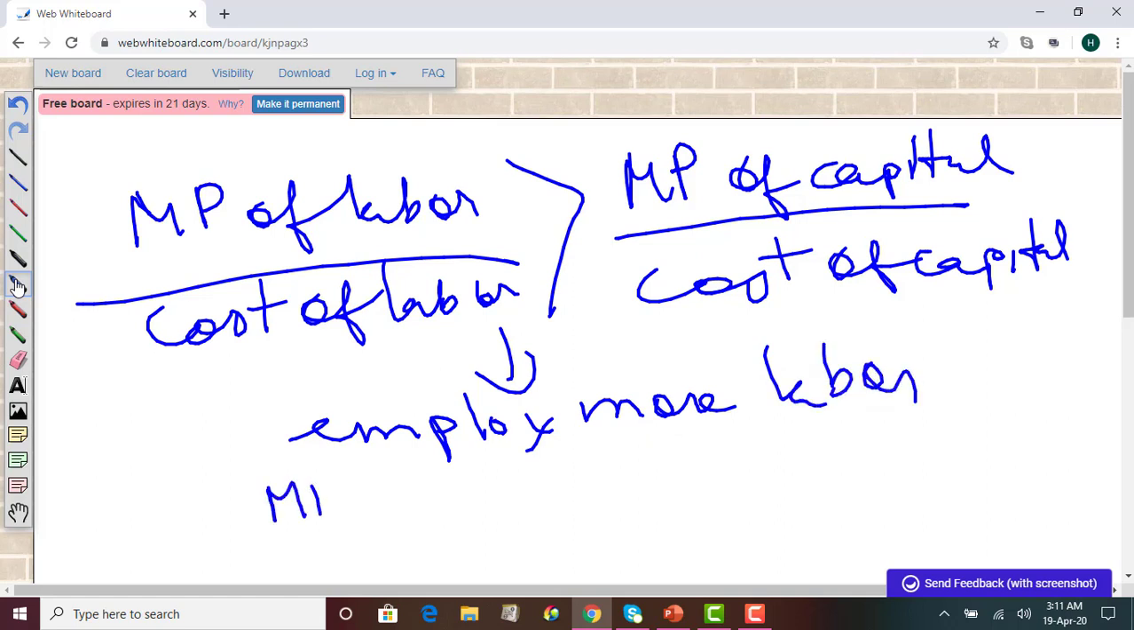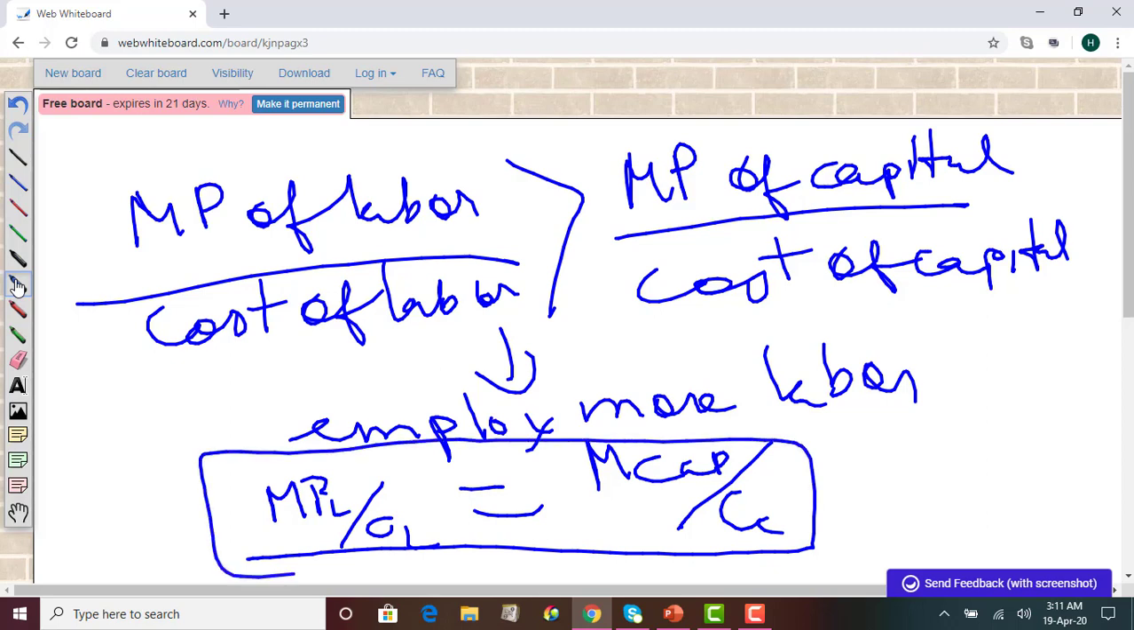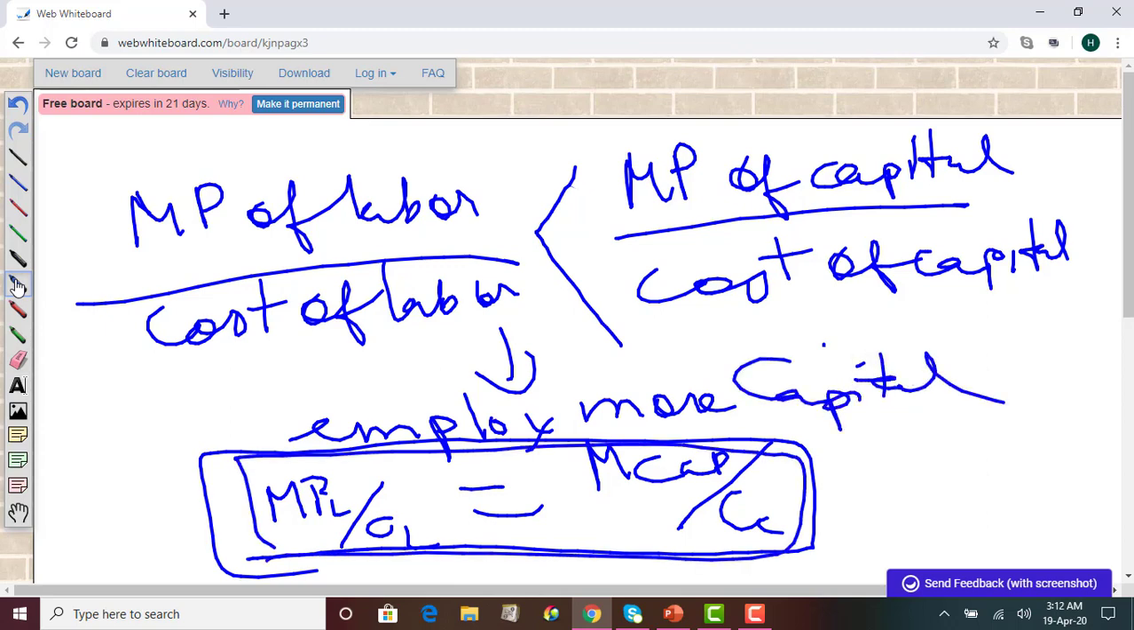and this will continue until marginal product of labor divided by cost of labor is equal to marginal product of capital divided by cost of capital. So this is the point where we have an equilibrium. Let's say the opposite happens: marginal product of labor divided by cost of labor is actually less than marginal product of capital divided by cost of capital. In that case we will employ more capital, until this is true.